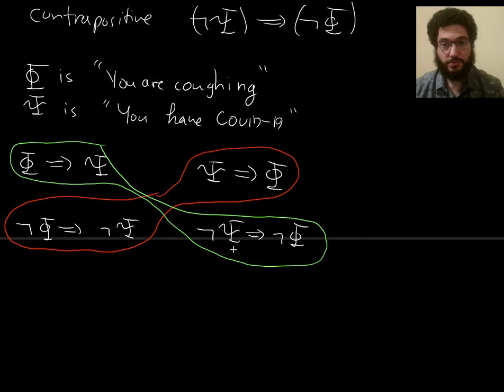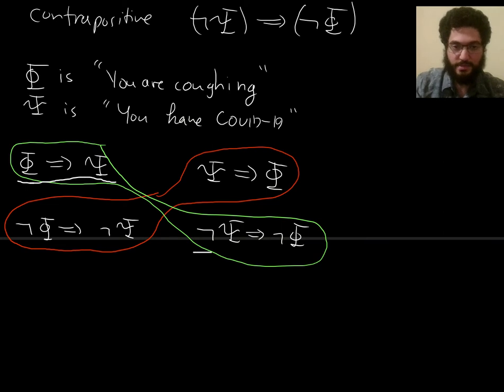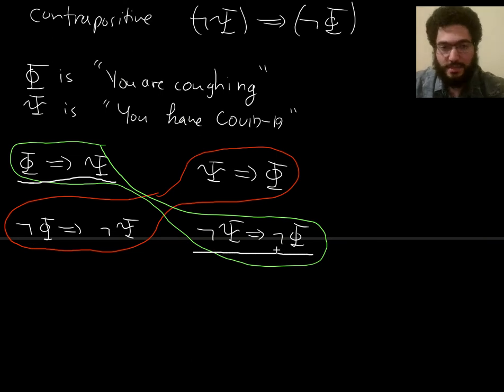So one way to try to make it sound clear is just to read them out loud. So you can just read them out loud to yourself, or I will read them out loud now. This one says, if you're coughing, you have COVID-19. This one says, if you don't have COVID-19, then you must not be coughing. Hopefully those sound the same, at least.